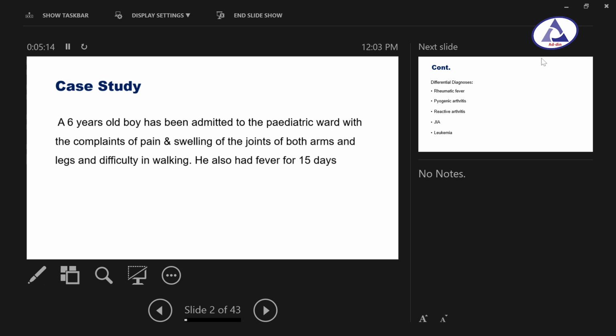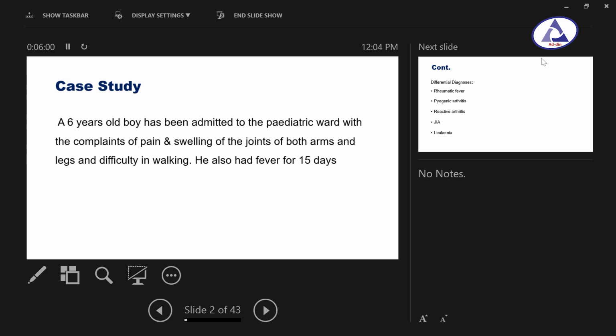A 6-year-old boy has been admitted to the pediatric ward with the complaints of pain and swelling of the joints of both arms and legs and difficulty in walking. He also had fever for 15 days. So, what will be the diagnosis provisionally? What may be the differential diagnosis?